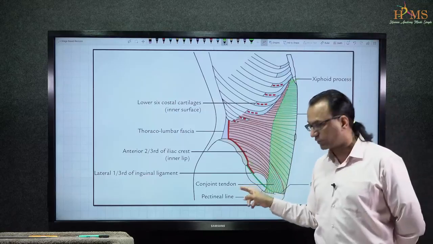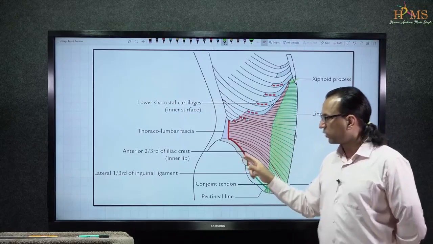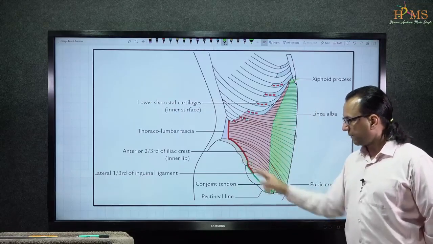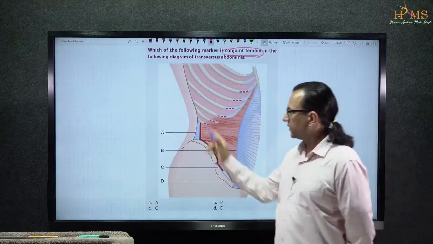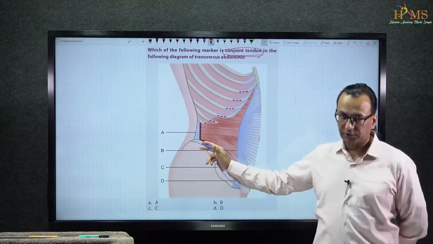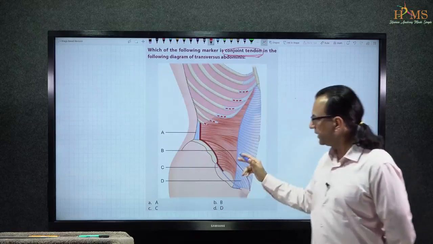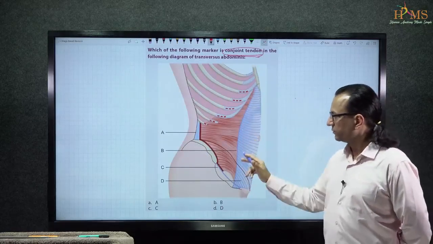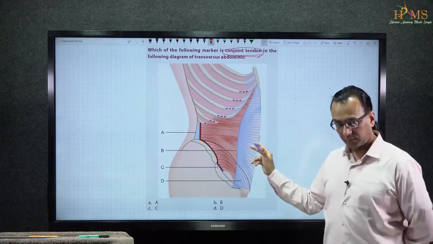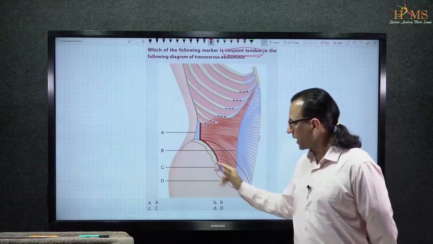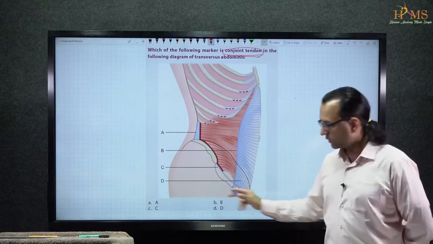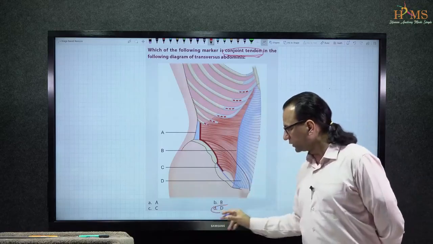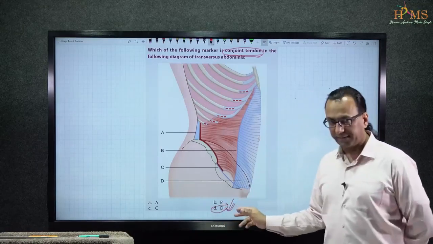Inguinal ligament attaches to the anterior spine of the hip bone and the pubic tubercle on the hip bone there. So as we can see, this is marker A, thoracolumbar fascia, and then it is marker B, linea semilunaris, where you see the muscular fibers becoming tendinous, and marker C, the inguinal ligament, and marker D is the conjoint tendon there. Our answer should be choice number D, the marker D.